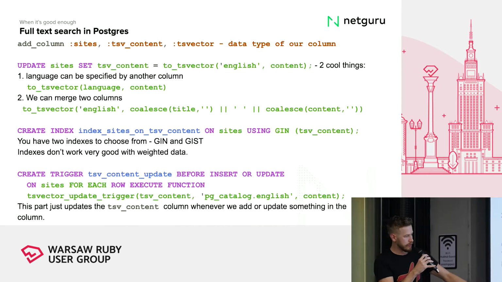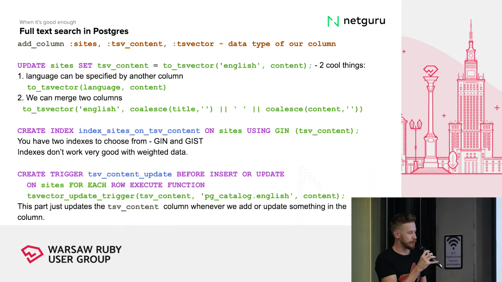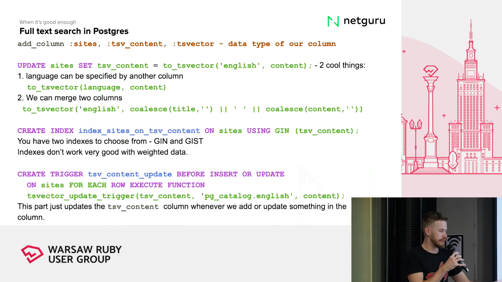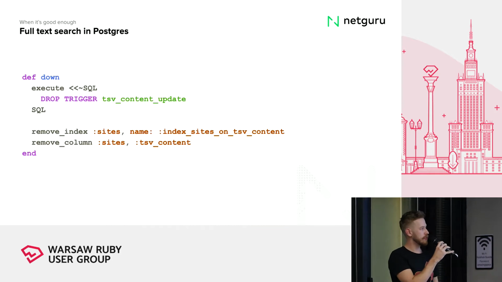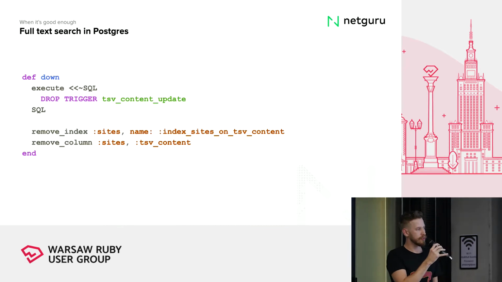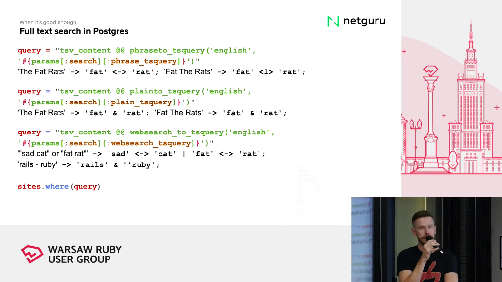Okay, and the last part is some nice addition, but not only an addition, it's required to make this reliable. So whenever we update something or add to our column, it's automatically added to the TS vector column. Okay, next slide, please. That is only a down version of this migration. So drop trigger, remove index, remove column, not interesting.